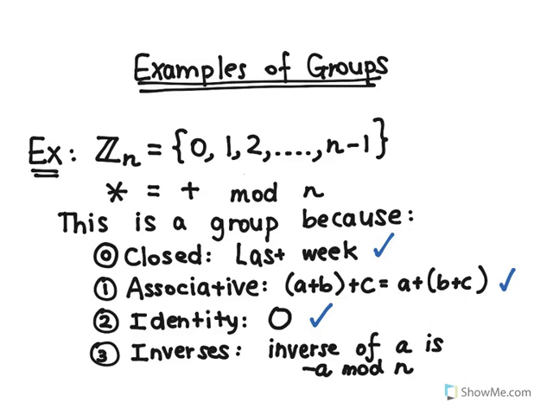And so that's why I've written here that the inverse of A is negative A mod n. What I mean is you take negative A, and then if you've now gotten outside of that range, you reduce mod n to put yourself back in that range. So every element does have an inverse that checks the axioms, and so Zn under the operation of addition modulo n is indeed a group.